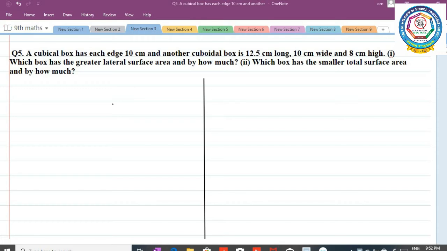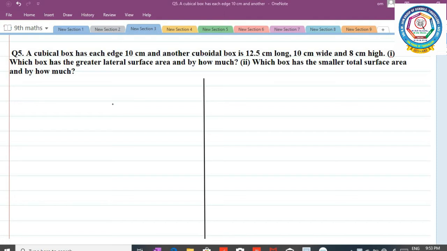Sum number 5. A cubical box has each edge 10 cm. Another cuboidal box size 12.5 centimeter long, 10 centimeter wide and 8 centimeter height. So first subdivision, which box has greater lateral surface area and by how much? Second one, which box has smaller total surface area and by how much?